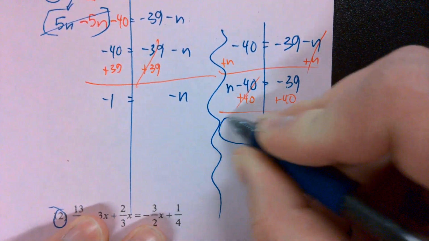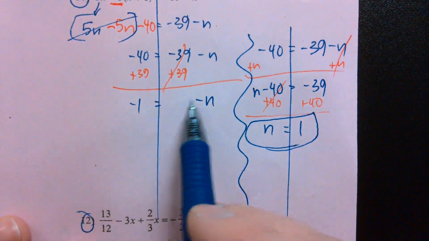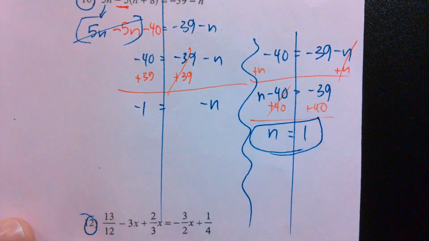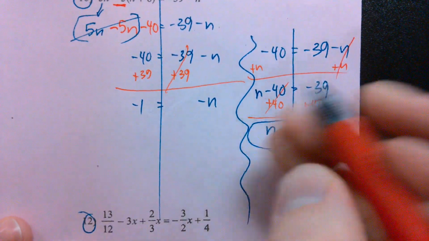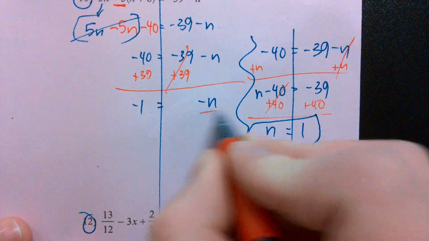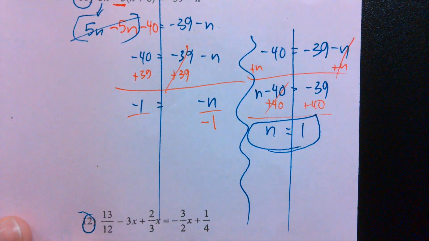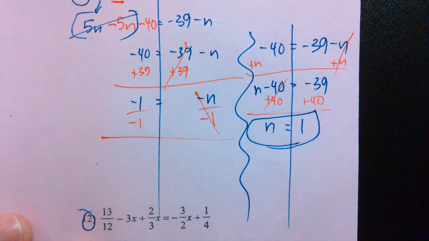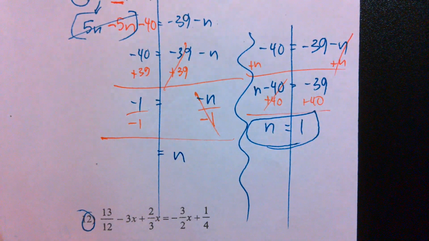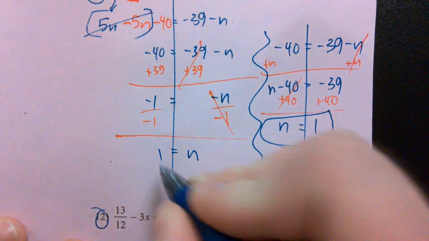That's just 1. Now over here, if I have -1 equals -n, how can I get n all by itself here? Divide not by n, but by -1. So the negatives cancel out, getting n all by itself. And what's a -1 over a -1? +1.